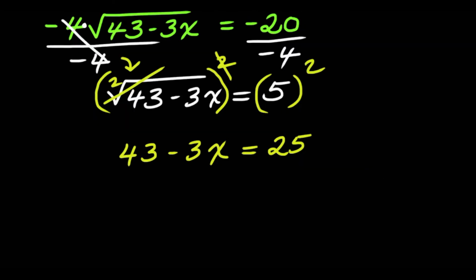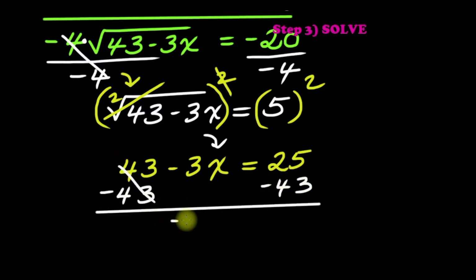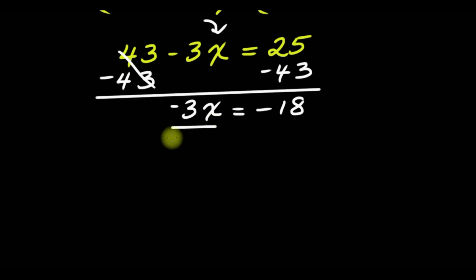And then the next thing we have to do is to solve it. Here we're solving for x, so our goal is to get the x all by itself. We have to get rid of the positive 43, so minus 43, minus 43. So that's gone, and you're left with negative 3x is negative 18. And then divide by negative 3, divide by negative 3. So x is positive 6.